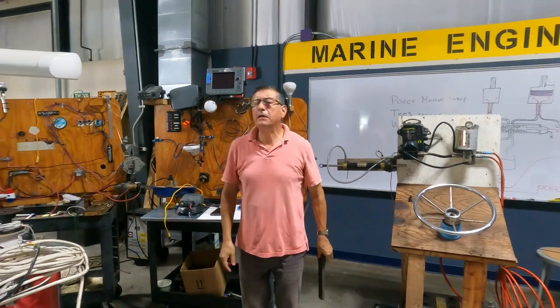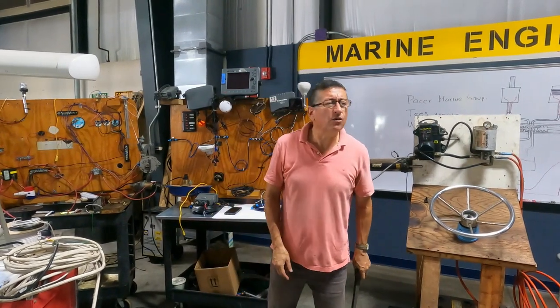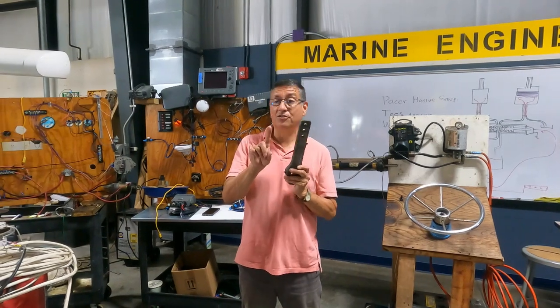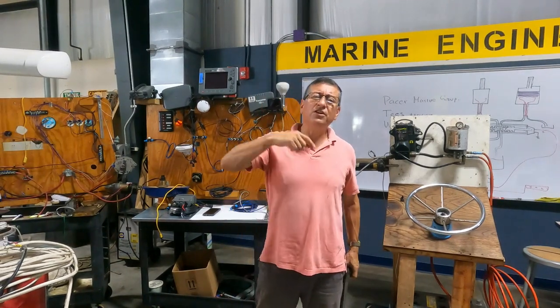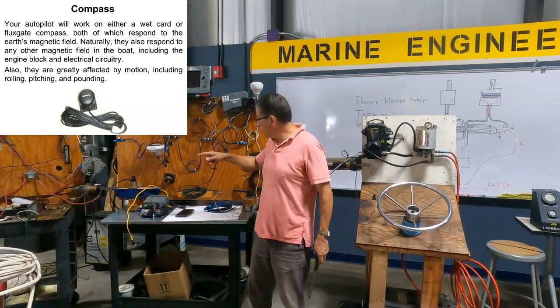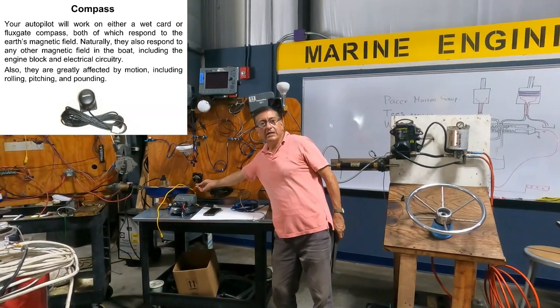What is the name of that sensor? Rudder sensor. Okay. Do you think that we need another sensor? This is a very important sensor, the rudder sensor, the position of the rudder. What other sensor do you think you need in an autopilot? The compass. Look, the compass. The gyro.